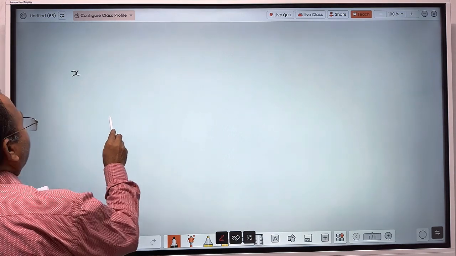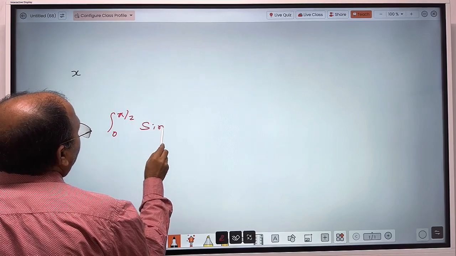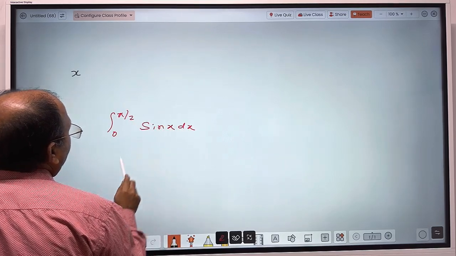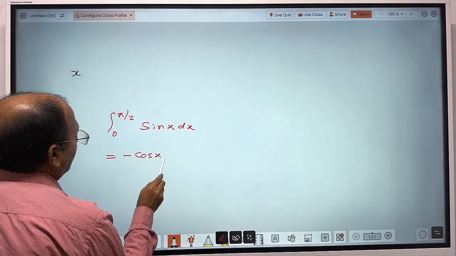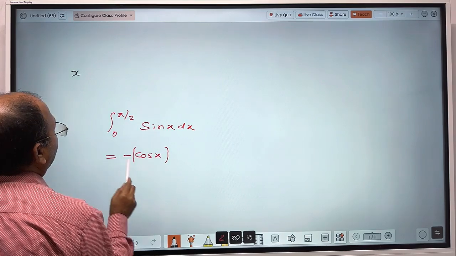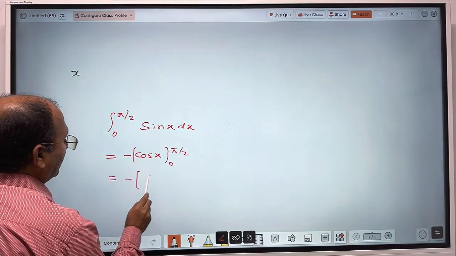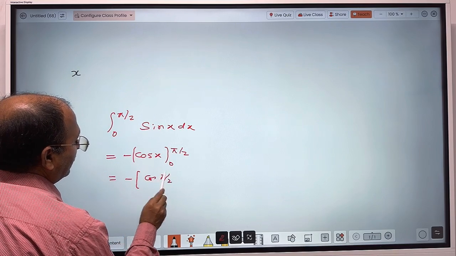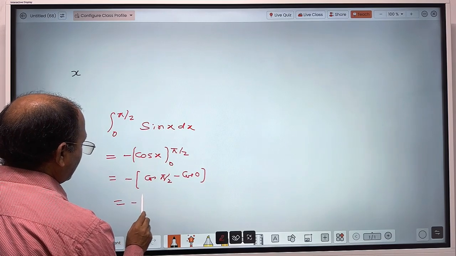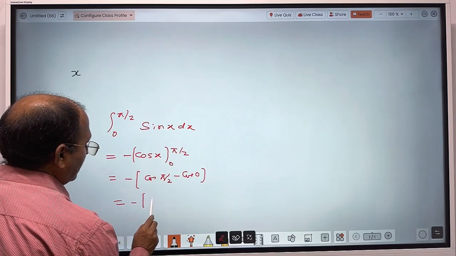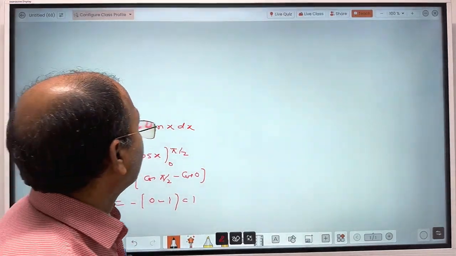Now let's take another function, suppose 0 to pi by 2 sine x dx. So you know that integration of sine x becomes minus cos x. We put the limits, we keep minus sign outside, 0 to pi by 2. So what will it become? Minus of (cos pi by 2 minus cos 0). So this will become minus (cos pi by 2 is 0, minus 1). So this will give 1. We can take another question.